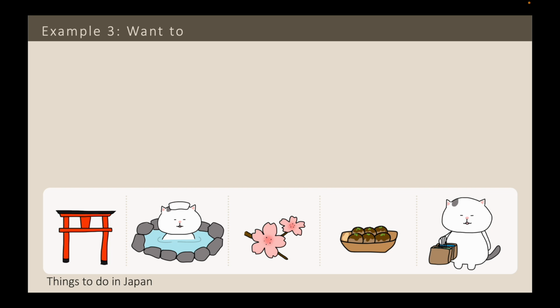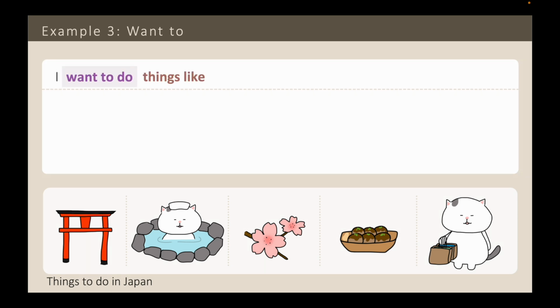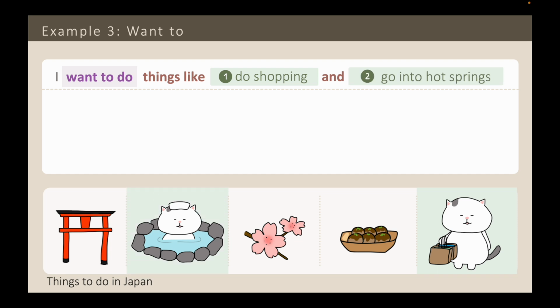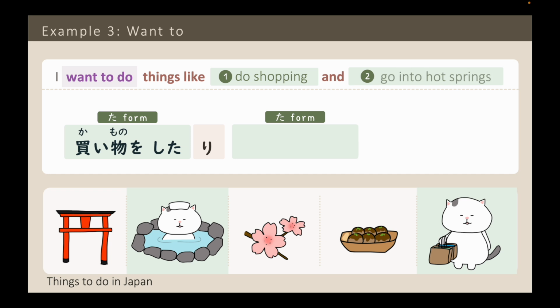What if Shiro asked you what you want to do in Japan? Let's say you want to give 2 examples and say, I want to do things like do shopping and go into hot springs. The ta form of do shopping is kaimono o shita, add ri. The ta form of go into hot springs is onsen ni haitta and add ri. To express want to do, we end the sentence with shitai desu.